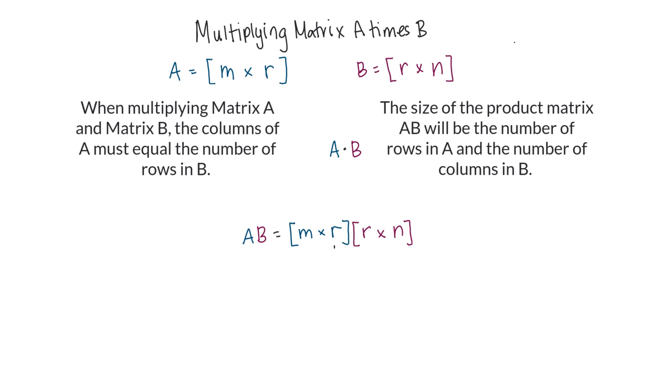So let's write them next to each other. The columns of A must equal the rows in B. So these two must be equal. So that's good. Secondly, we'll realize that the size of the product matrix AB will be the number of rows in A times the number of columns in B. So the size of our product here is going to be an M by N matrix.